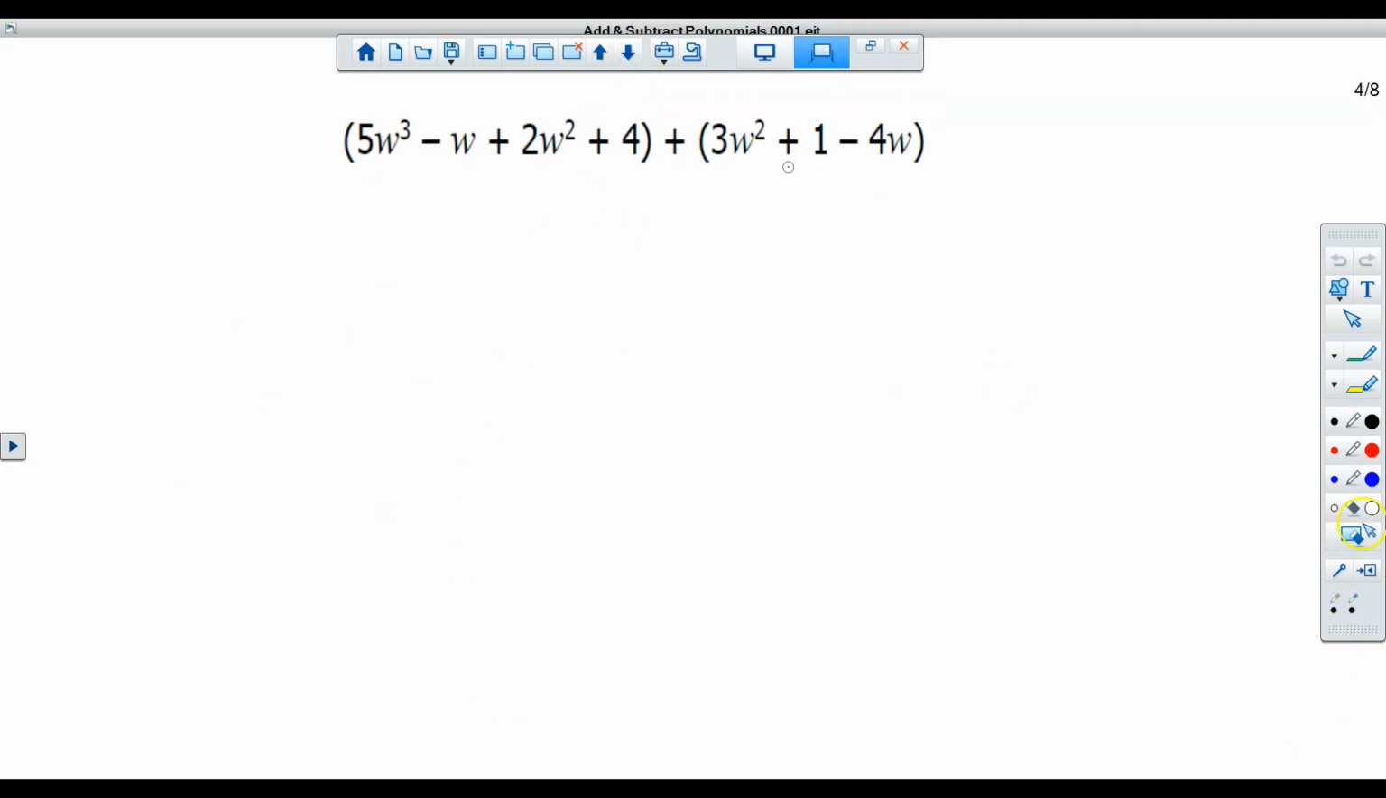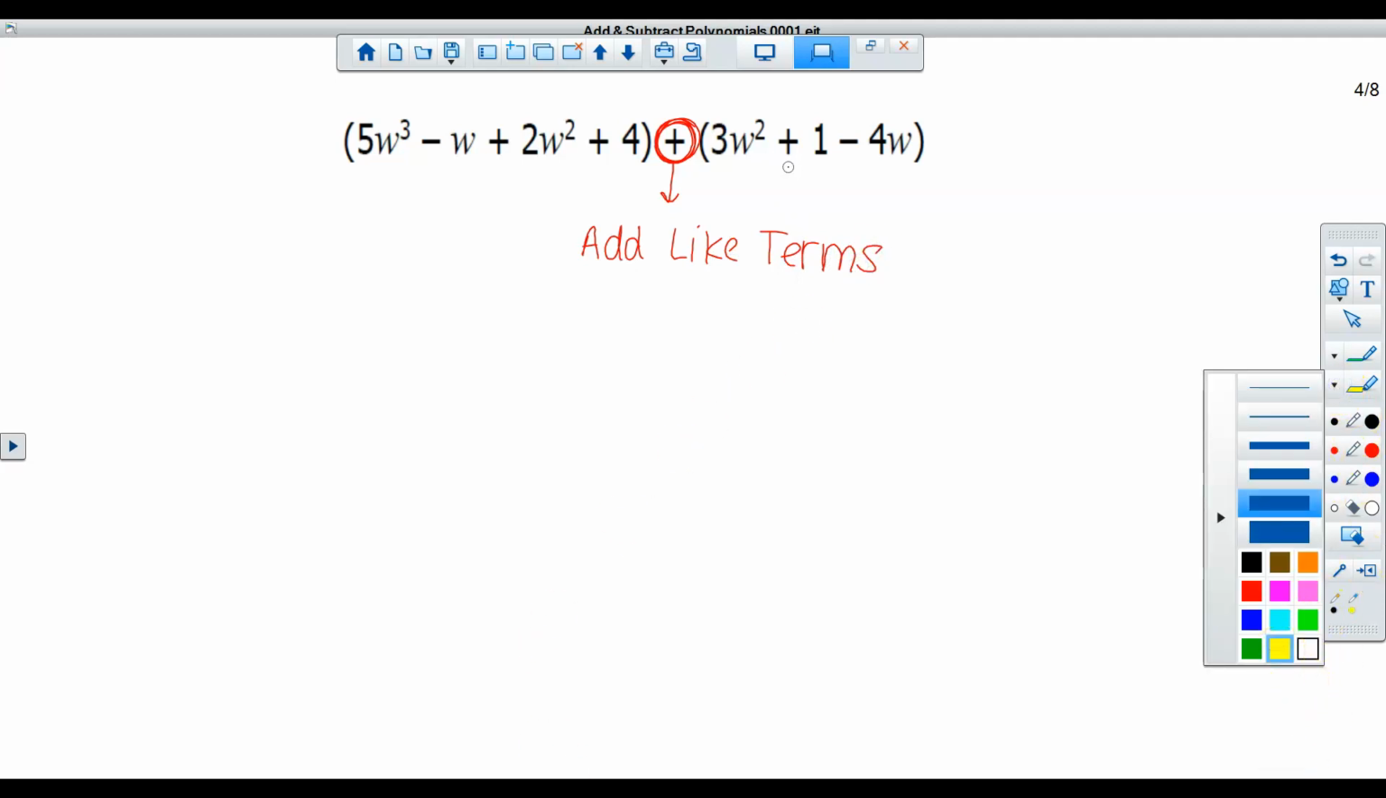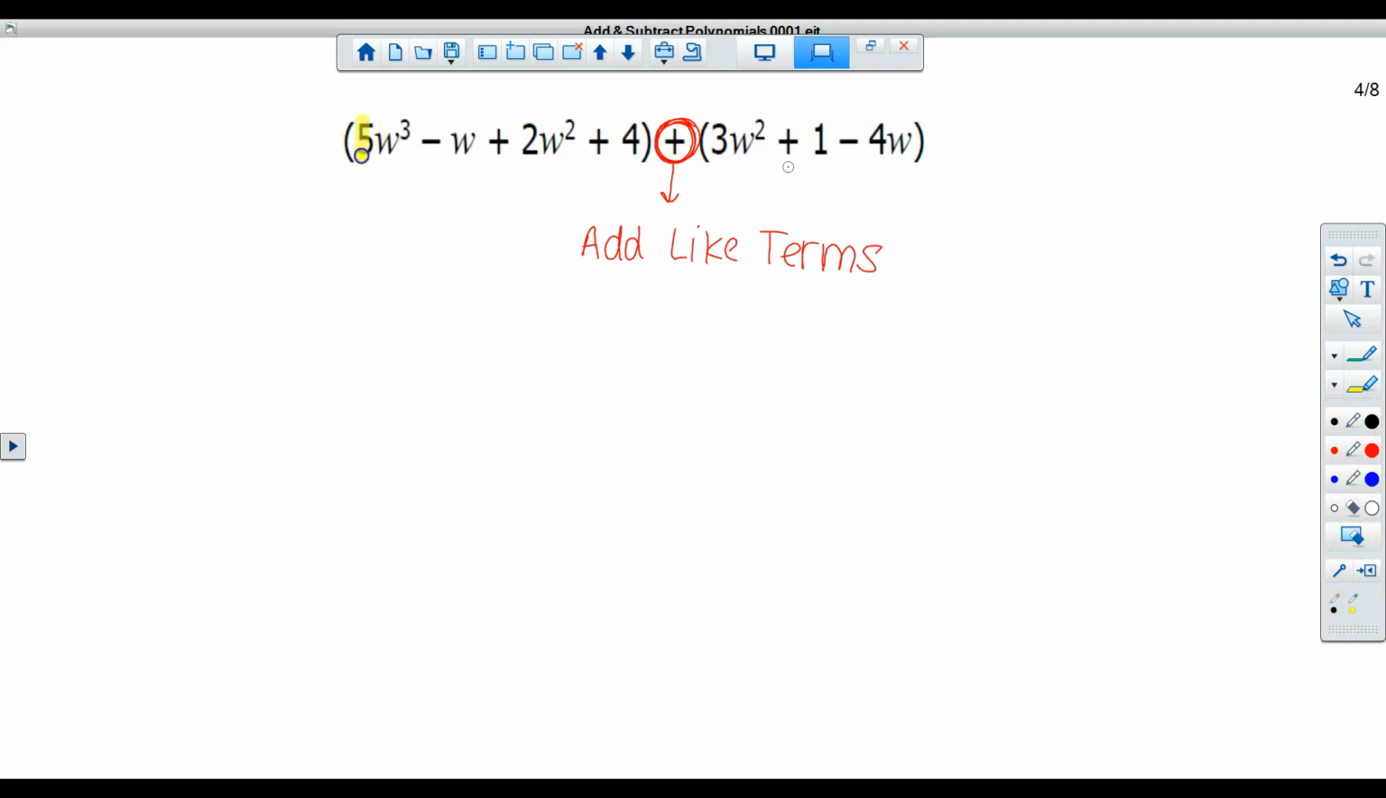Okay, let's do another one. Now again here, in the first set of parentheses, I have polynomial number 1. In the second set of parentheses, I have polynomial number 2. And right here in the middle, between them, there is a plus sign that tells me I am going to add like terms.